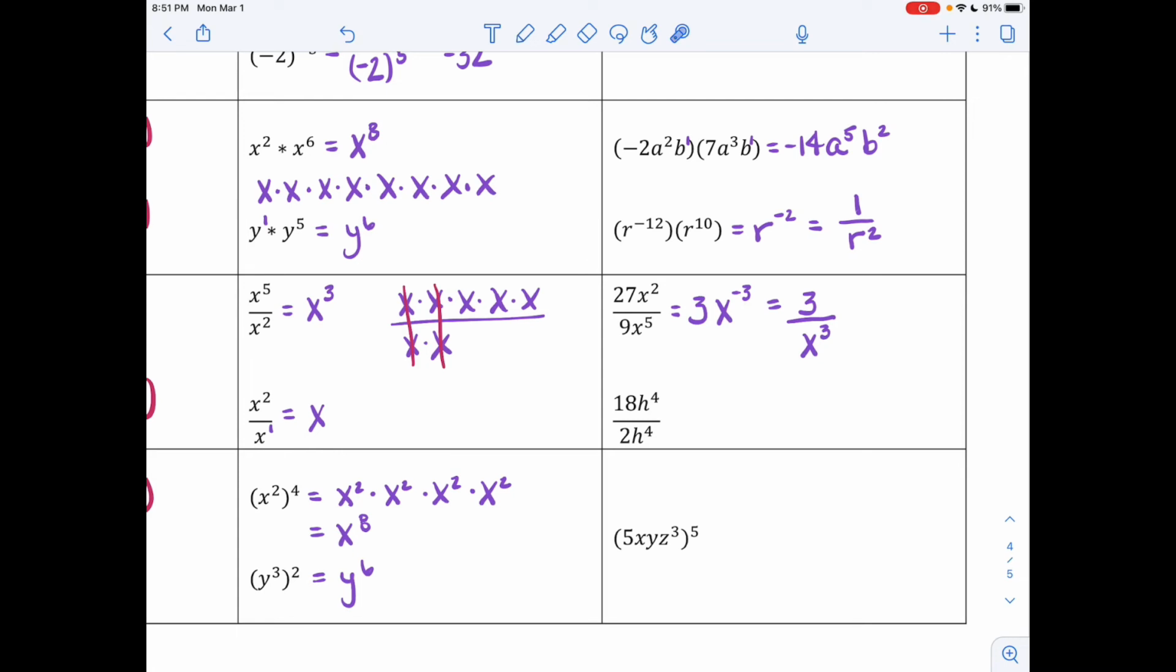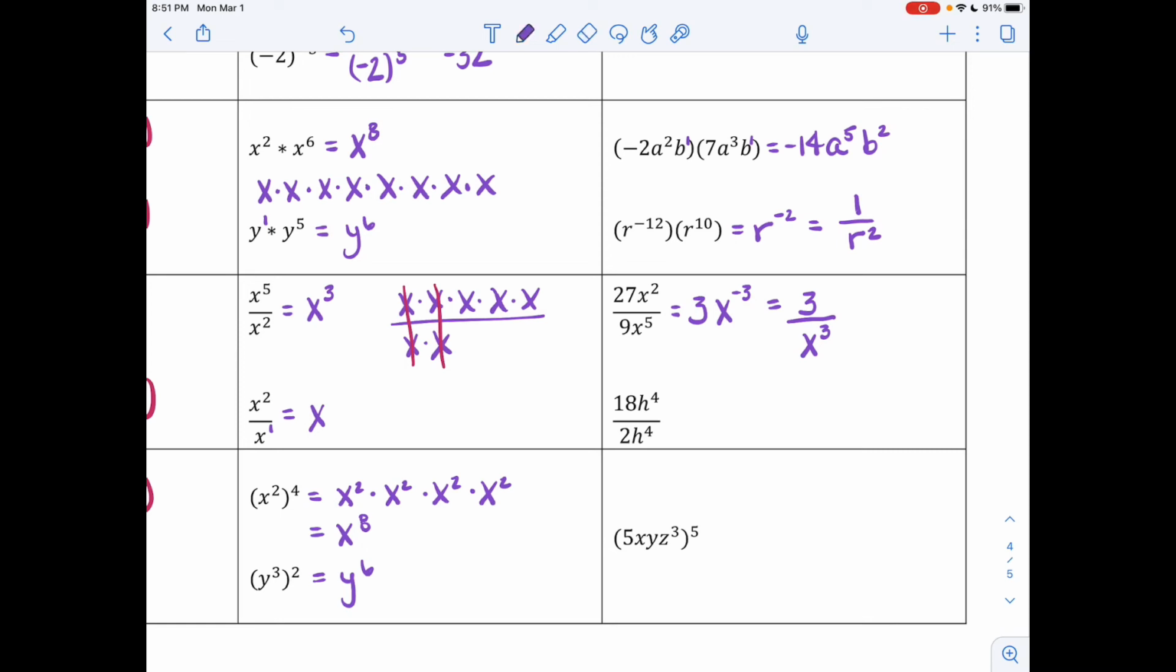Now be careful here. Notice that the 3 stayed in the top. And the reason for that is that it's by itself. It does not have a power on it. The only way that the 3 would move to the bottom is if this entire thing had been in parentheses and the whole thing raised to the negative 3rd power. But that's not what we have. We just simply have 3 multiplied by x to the negative 3rd. So the only thing that moves to the bottom that we take the reciprocal of is the thing with the negative exponent, the x.